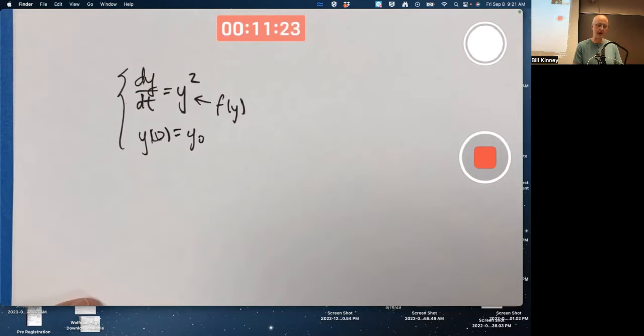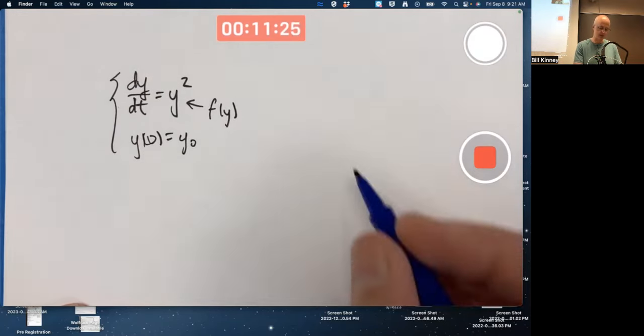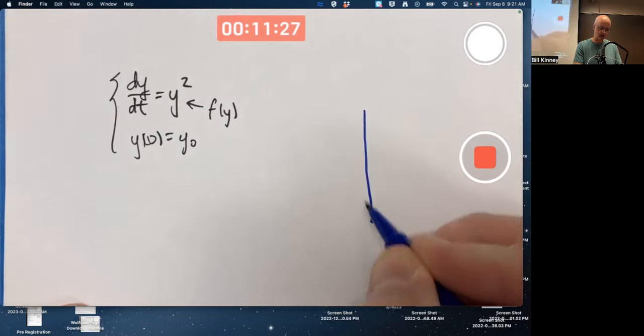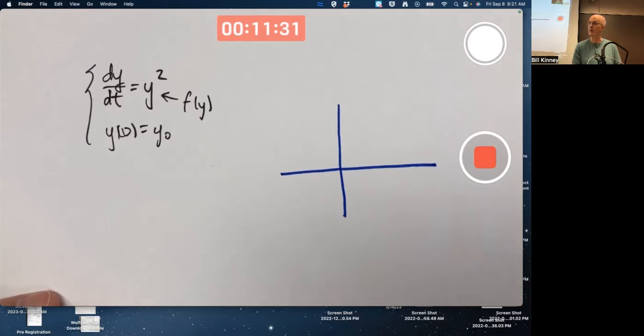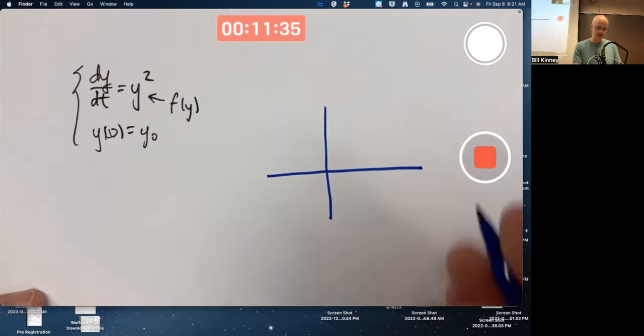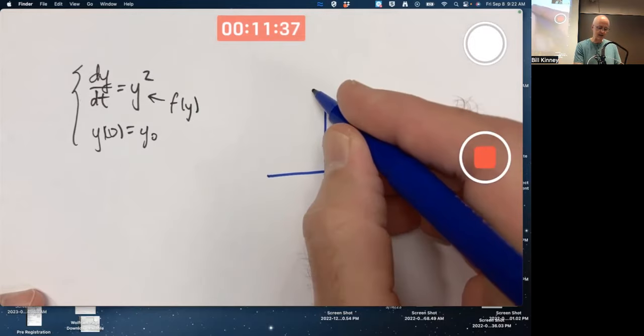But before we find the solution with the separation of variables, as you did in part B, let's think about part A, where you try to draw a rough sketch of the slope field and try to draw your solution with initial condition y of 0 equals 1, but I'll think about other initial conditions as well. The slope field is drawn in a t-y plane.